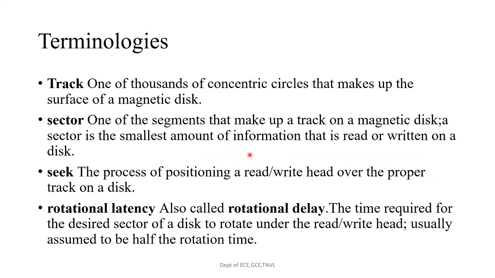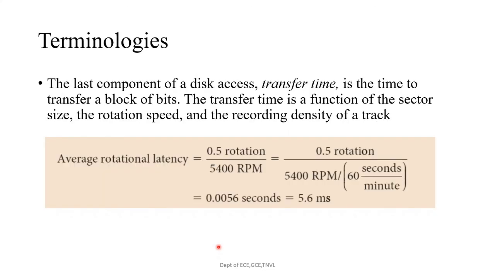If you see, it is assumed to be half the rotation time. Hence, we are taking this as 0.5 rotation divided by 5400 rotations per minute, if we assume like this. We want to convert this minute into seconds, and after converting, we get 5.6 milliseconds as the average rotational latency for a disk that rotates at 5400 RPM. Thank you.